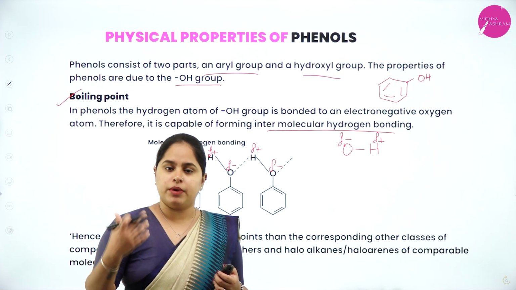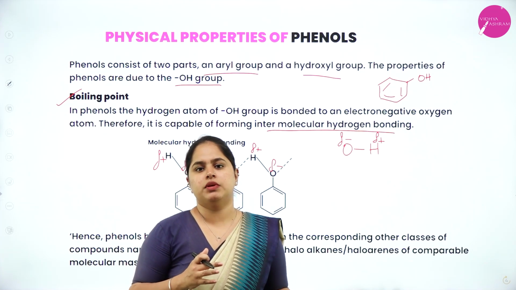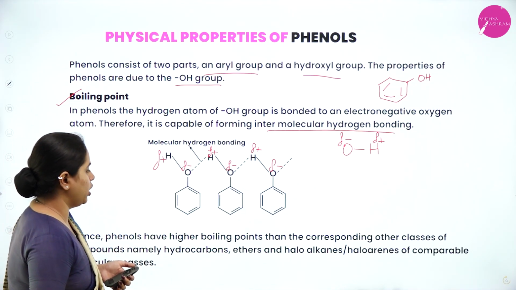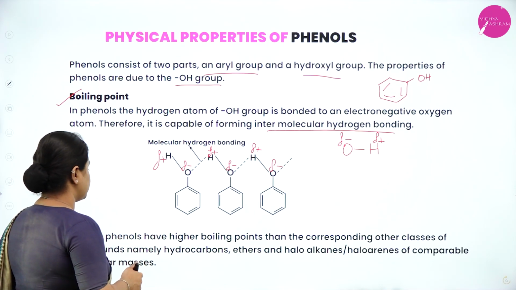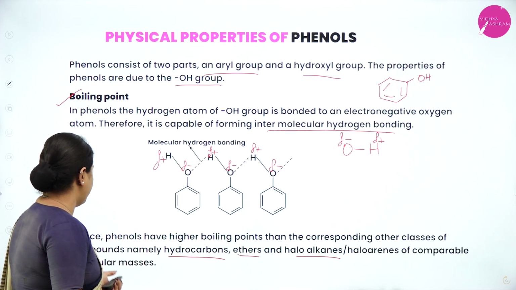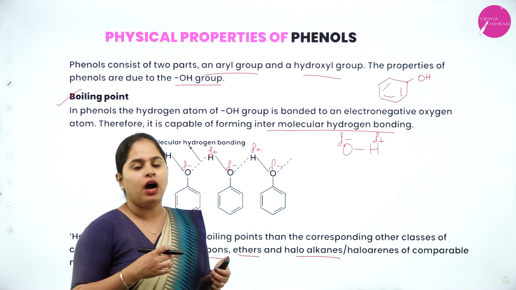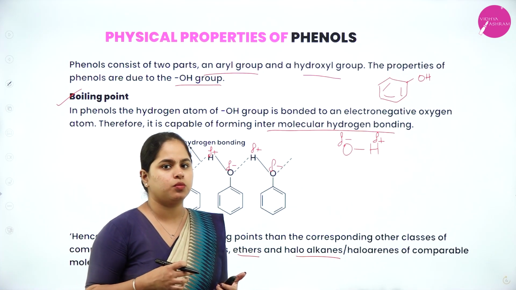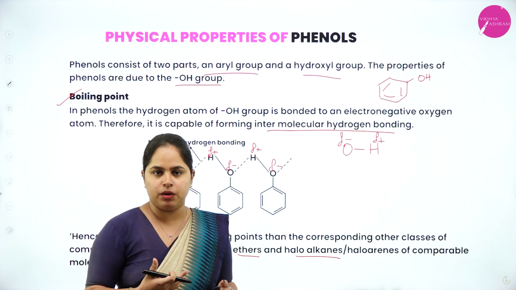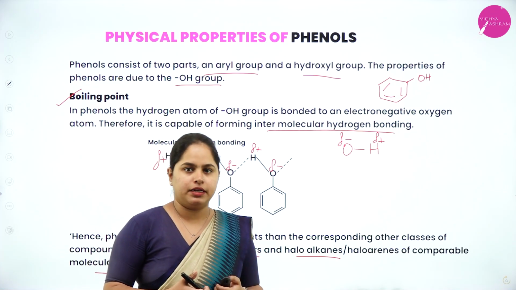Because of that, the boiling point will be higher compared to other compounds having comparable masses. Hence phenols have higher boiling points than the corresponding other classes of compounds like hydrocarbons, ethers and haloalkanes or arenes of comparable molecular mass. The same thing we have discussed in alcohols also. There also hydrogen bonds are present. Here also hydrogen bonds are present. Because of that, if we consider other compounds having comparable mass, phenols will have a higher boiling point because of the presence of hydrogen bonds, right?